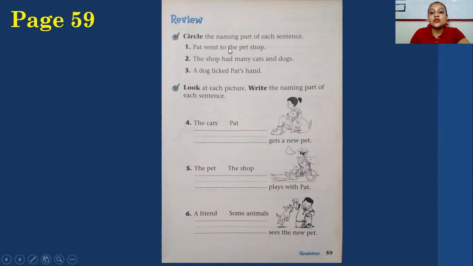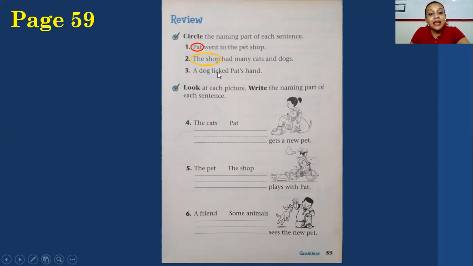Pat went to the pet shop. Which is the subject or the naming part here? Yes, it is Pat. Very good. Number 2, you can do it, guys. Now, the shop had many cats and dogs. Now, who or what are we talking about here? Yes, about the shop. Very good, excellent. We are talking about the shop. The shop had many cats and dogs or pets.